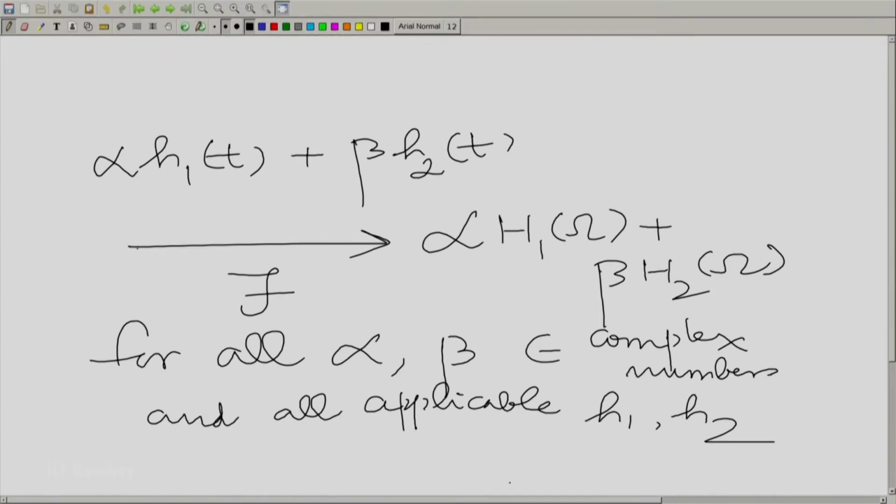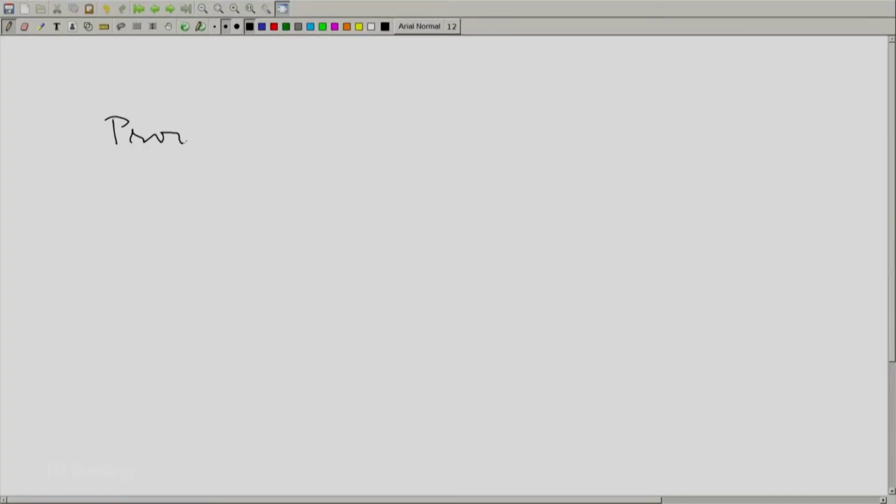Now, let me first explain the meaning of this property to you. What this property means essentially is that when I take a linear combination of two functions, each of which has a Fourier transform, and the linear combination can be taken with respect to any complex coefficients, then the Fourier transforms are also linearly combined in the same way. We now need to prove this property, and let us get down to that job. So, a proof, very simple.